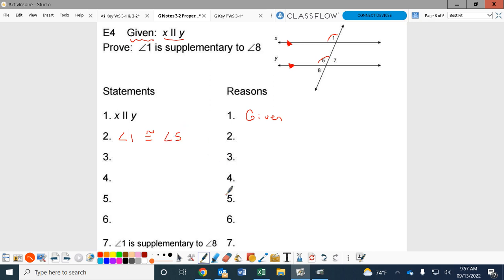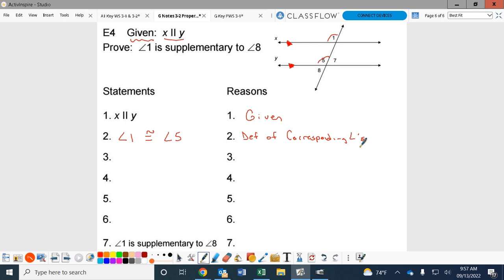Right? 5, definition of, what did we just say? There you go. Definition of corresponding angles. You just told me they were corresponding angles. That's your reason. You just told me why you did that.